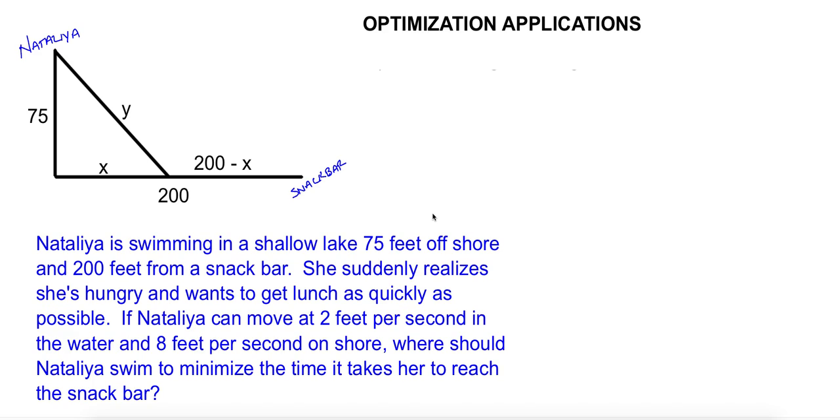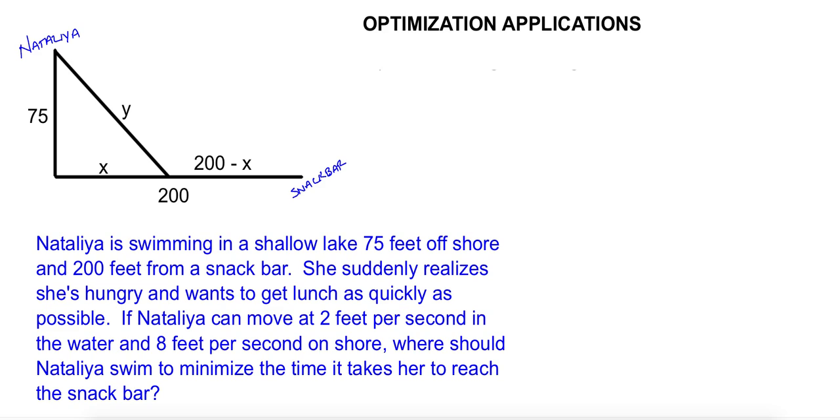an optimization problem. So for example, if we look at this problem here, we know that Natalia is swimming in a shallow lake 75 feet offshore and 200 feet away from a snack bar, and she suddenly realizes she's hungry, wants to get lunch as quickly as possible. So if Natalia can move 2 feet per second through the water and 8 feet per second on shore, where should Natalia swim in order to minimize the time it takes her to reach the snack bar?